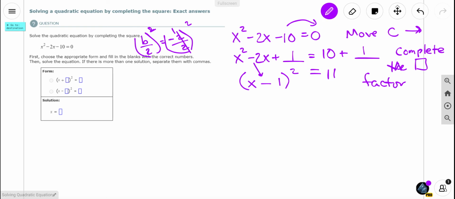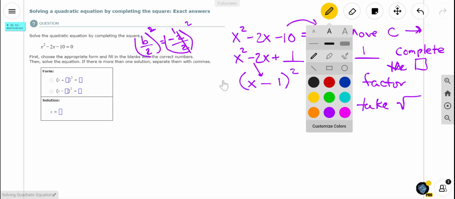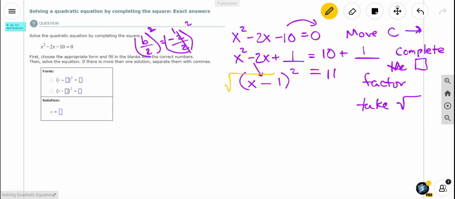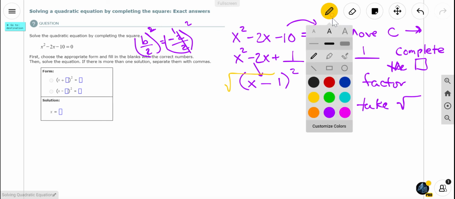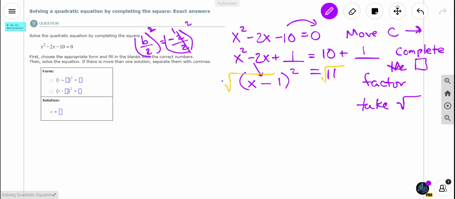Okay, so the next step is take the square root of both sides. So I'm going to do it in a different color just because. So I'm going to take the square root of both sides. Okay, and when I do that, I'm going to get rid of this. The square root of the square. The square root of a square cancels each other out, right? This cancels out that. And you get x minus 1 equals plus or minus the square root of 11. That's the irrational part. This is the rational part.